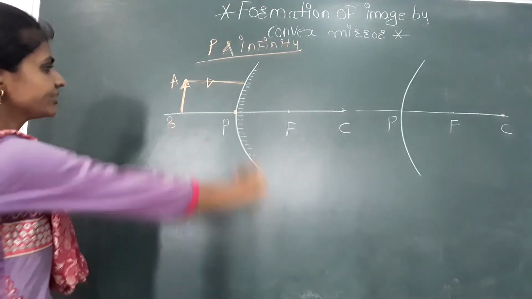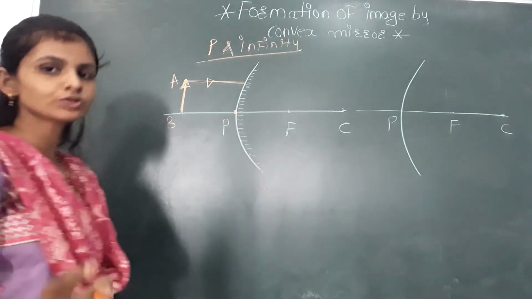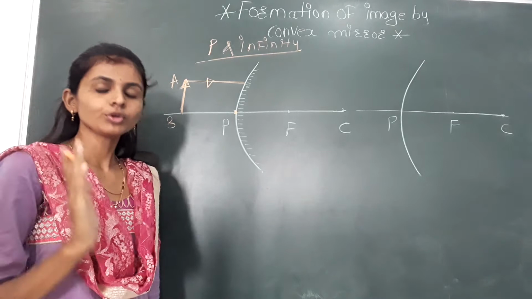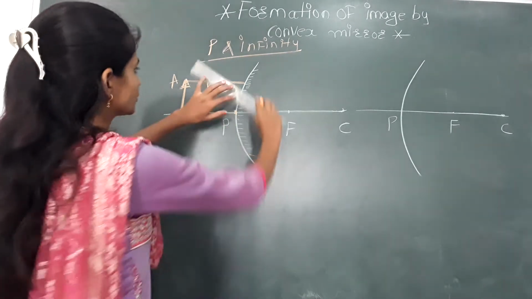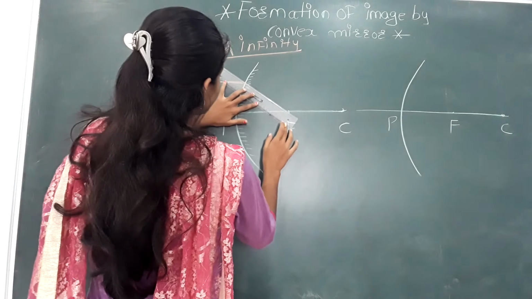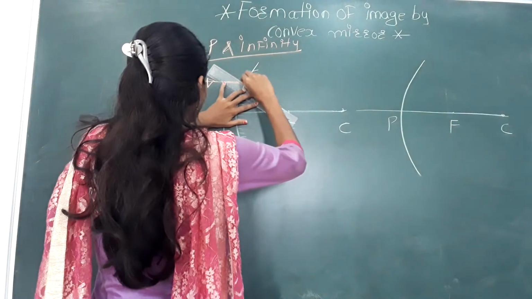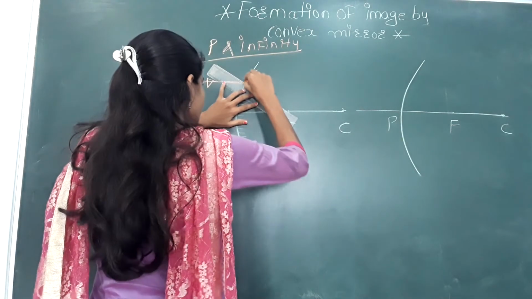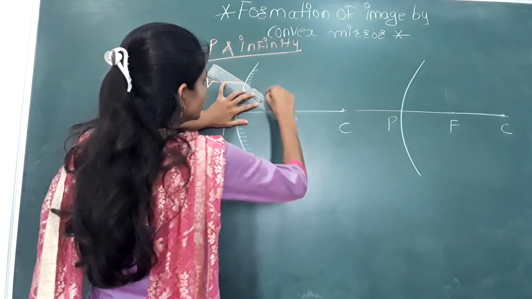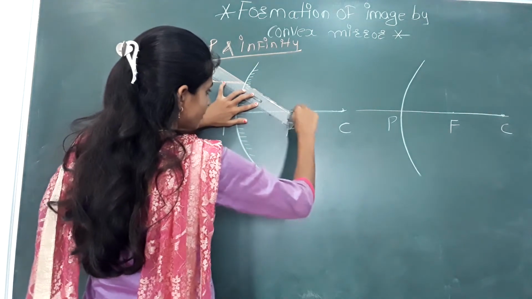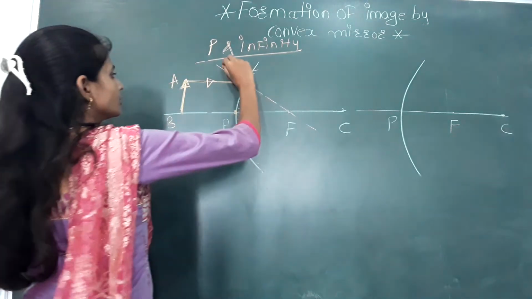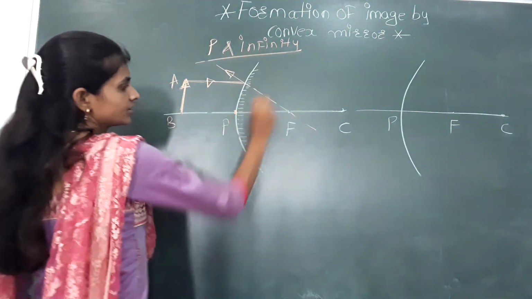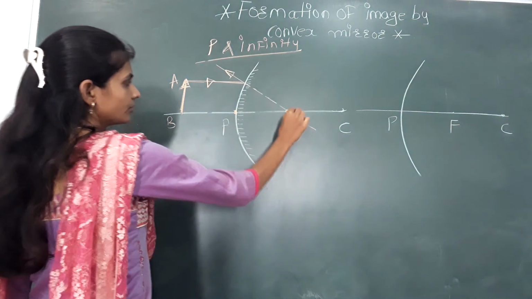Whenever the ray is parallel to the principal axis, in the case of the convex mirror also, that ray will pass through the focus. It will diverge from this point, and when we talk about the backside part of that ray, it will pass through the focus, like this way. Okay, so this is our ray, it will pass through the focus.